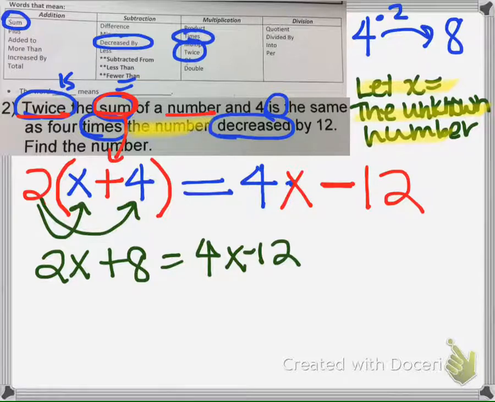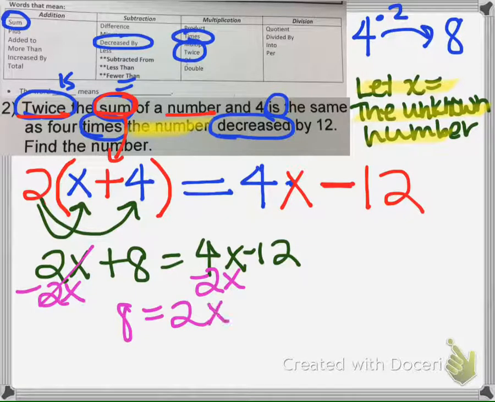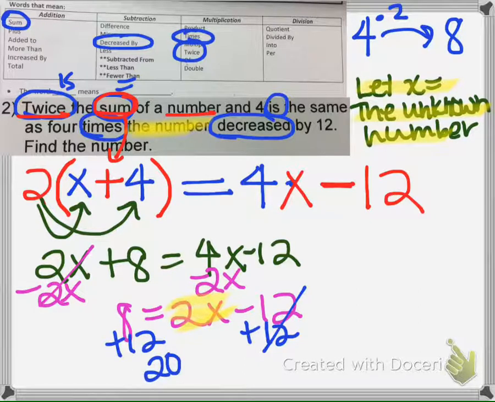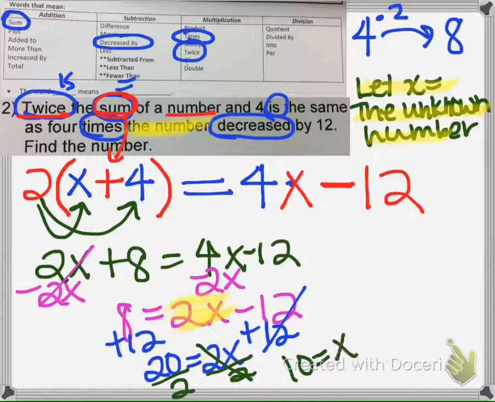And then we're going to get rid of one of the variables. I'm going to go ahead and subtract the 2x away. 4x minus 2x is 2x. And then we're going to go ahead and add 12 here. And then lastly, we know the last step is to divide. So we would get that x is 10. So the unknown number is 10.